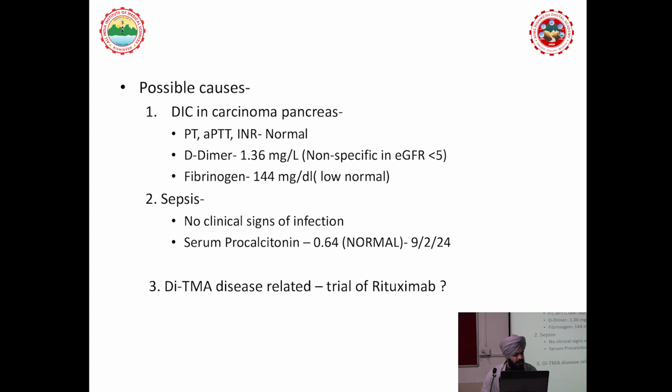And clinically, there were no signs of infection, and procalcitonin repeated again on 9th of Feb came out to be normal. Now, the third possible cause kept was drug-induced TMA, could be disease-related. For that, a trial of Rituximab has been planned.